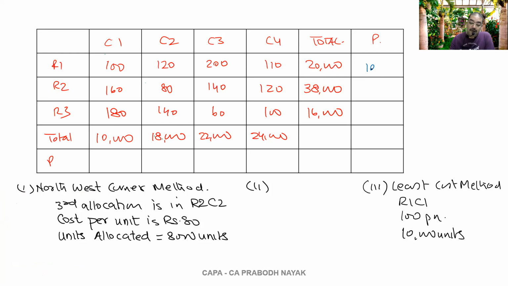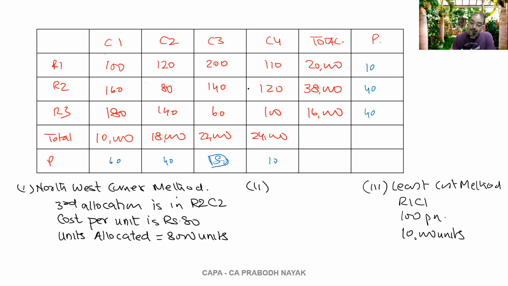10. 80 and 120 is 40. And 60 and 100 is 40. And 160, 160 is 60. 80 and 120 is 40. 60 and 140 is 80. It's R2 C2. Yeah, one second. 100, 110 is 10. This is the maximum, huh?